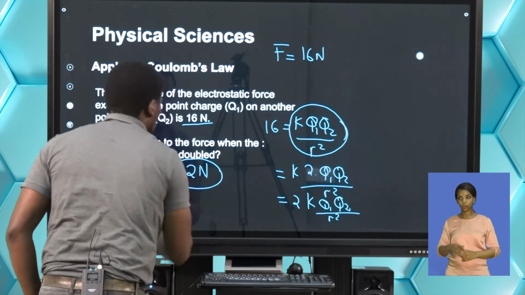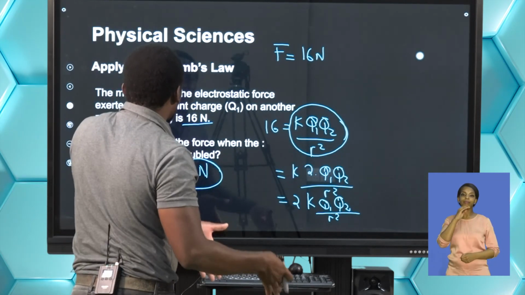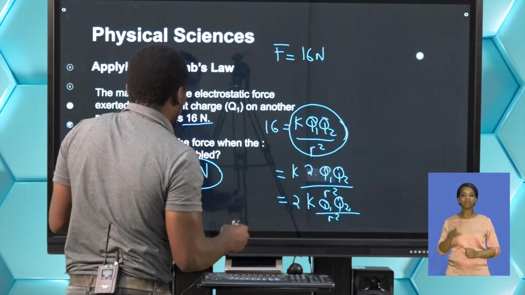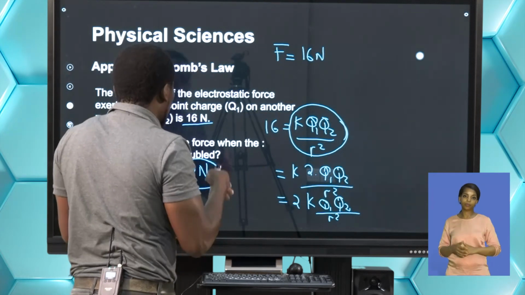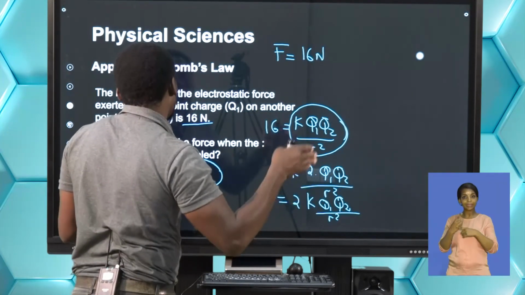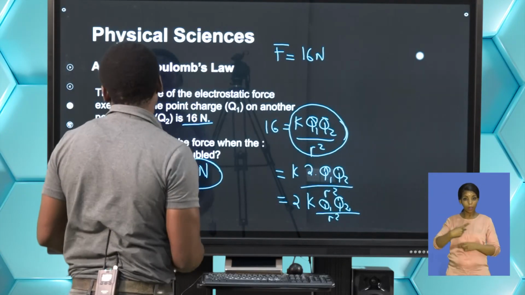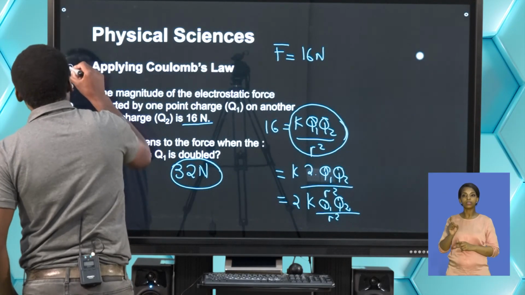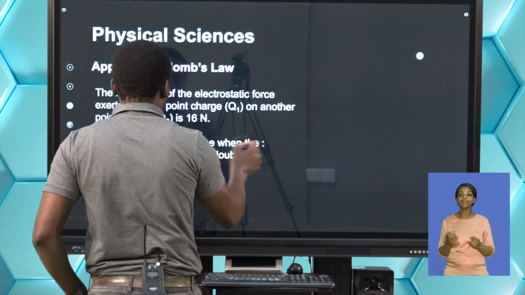So this is what it's all about. That's what it means when you say the product of the charges affects the electrostatic force. So the electrostatic force is directly proportional to the product of the charges. So if we double the product, the electrostatic force will also be equivalently doubled, right? And then the magnitude of the electrostatic force was still the same, 16.